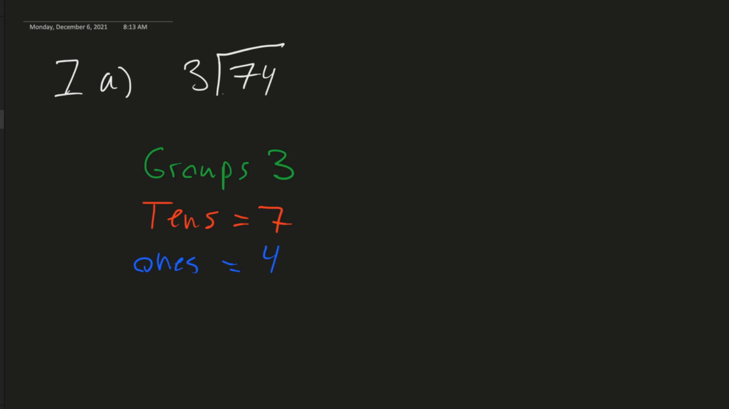Question 1 is basically all about that. Your next step, if we go down to 2A, is kind of the same process. 2A is the same question, 74 divided by 3. You have 3 groups, and then you're asking how many times can I break these 10s up into groups of 3?